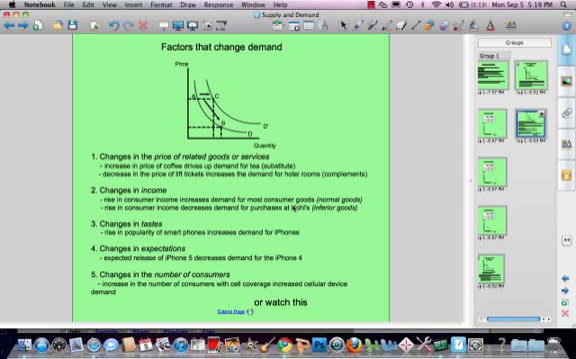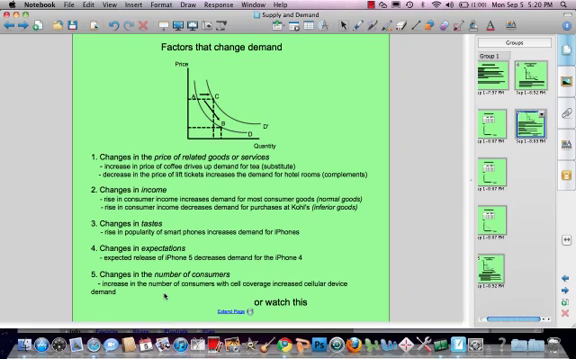The third factor that changes demand is a change in tastes. A rise in popularity of smartphones, again, as an example I used before, increases demand for iPhones. So popularity and consumer sentiment are big deals that we'll continually talk about in economics. The fourth, changes in expectations. The example I use here is the expected release of the iPhone 5 will decrease demand for the iPhone 4. I was in the Apple store last week and I asked, just because I was going to use this example, and the woman that I spoke to said, yeah, we're selling fewer iPhone 4s because everybody thinks the 5's coming out. The fifth is changes in the number of consumers.